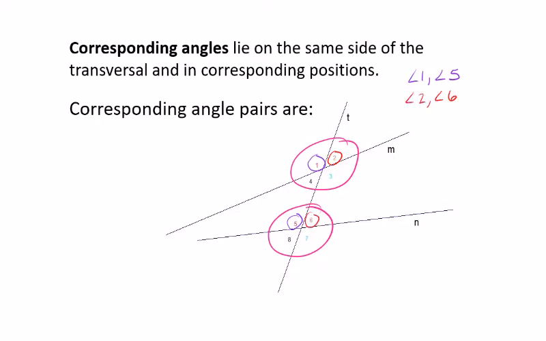Then of course we have the bottom right, so angle 3 and angle 7. And last but not least, we have angle 4 and angle 8. So those are corresponding angles: angles that are in the same or corresponding position with each intersection that the transversal makes.